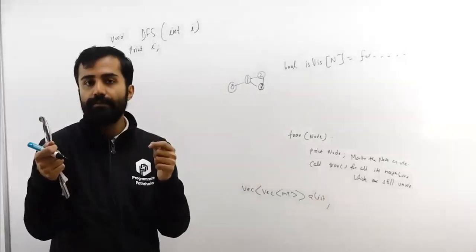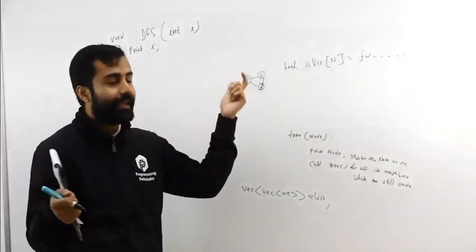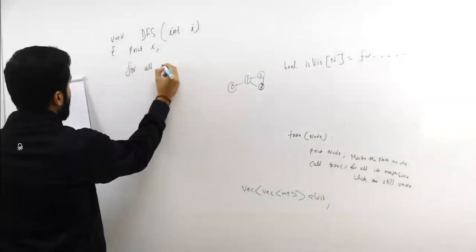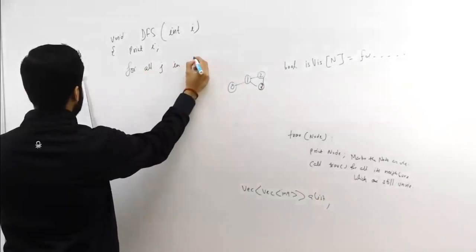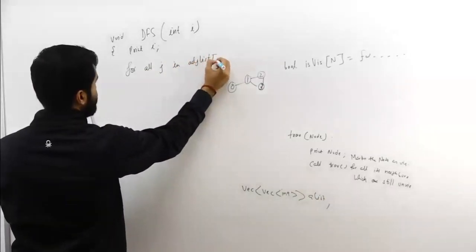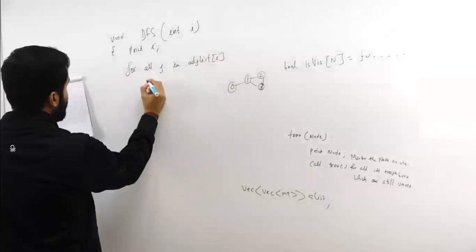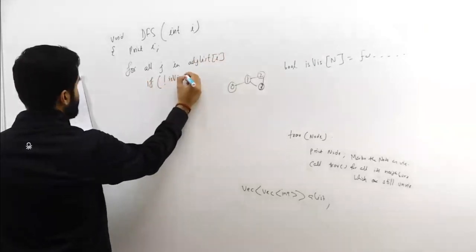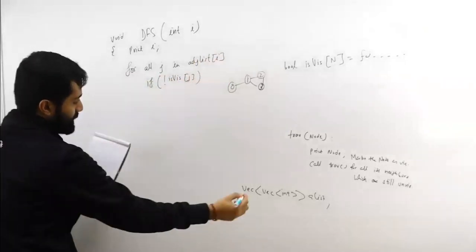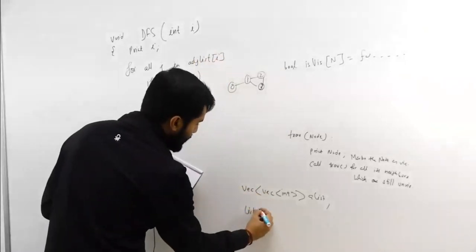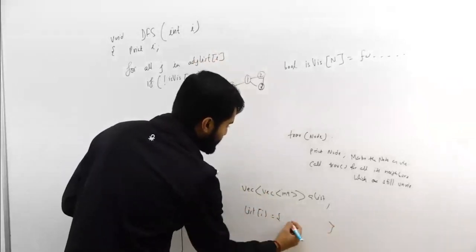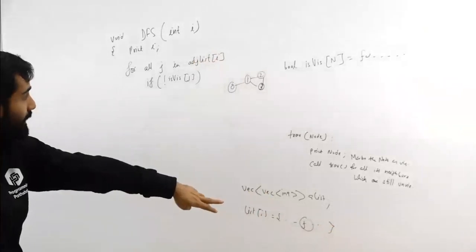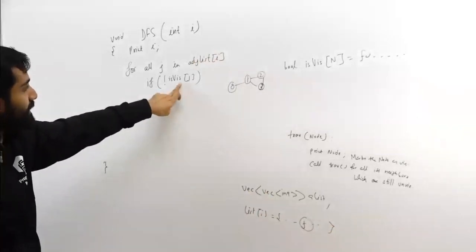Now, for those nodes which are still not visited, I'll make a DFS call again. So I'm going to say for all j that are present in the adjacency list of I, the first thing I'll do is check if not of is visited j. So let's say you have a list of I that contains elements. If there is an element j over here, that means j is directly connected to I. So you'll first check whether j is already visited or not.